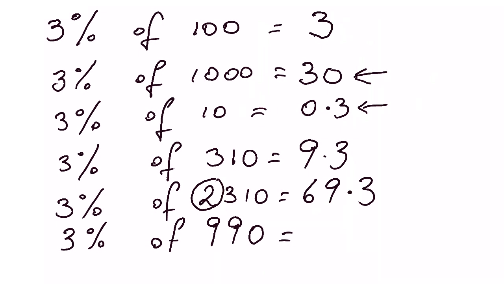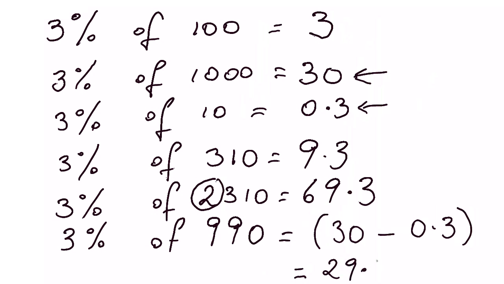The last one's a bit of a challenge, so I'm going to show you actually how I'm calculating it. The answer is going to be 3% of 1,000, but then take away 3% of 10. You might be able to do this in your head, but I'm writing it down just as an aid, and the answer to that is 29.7.